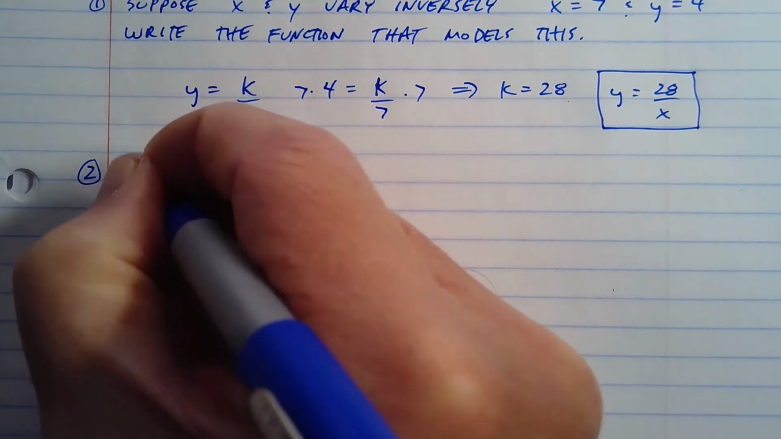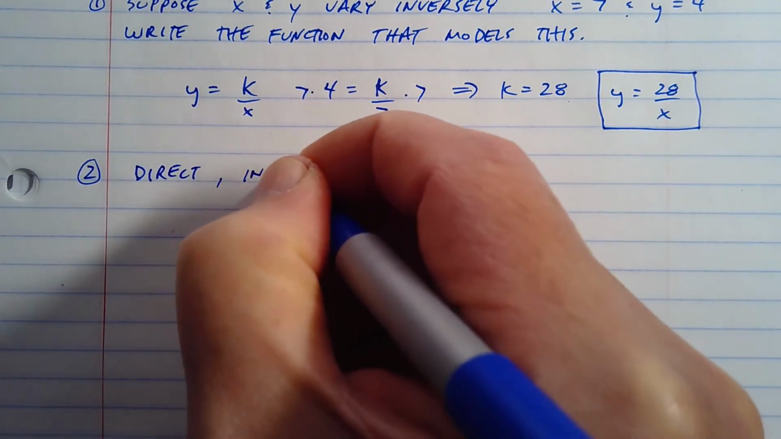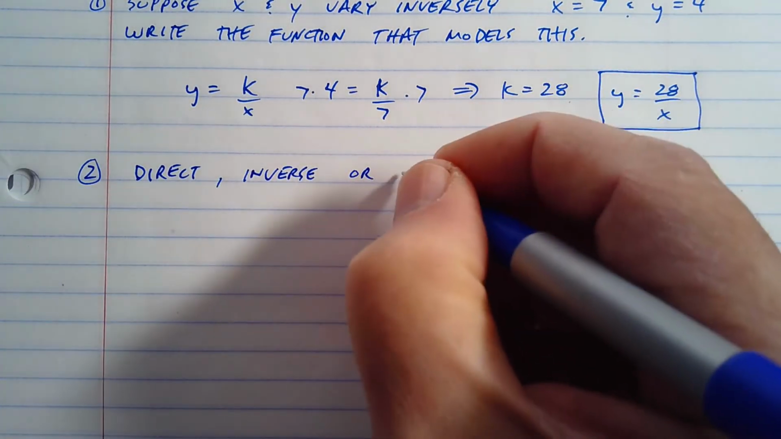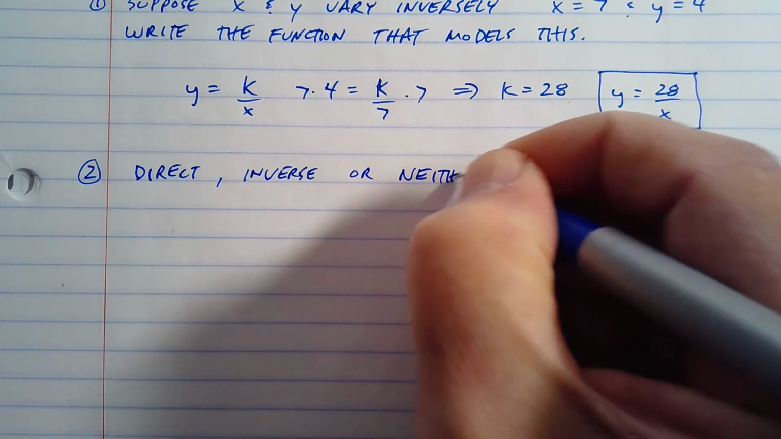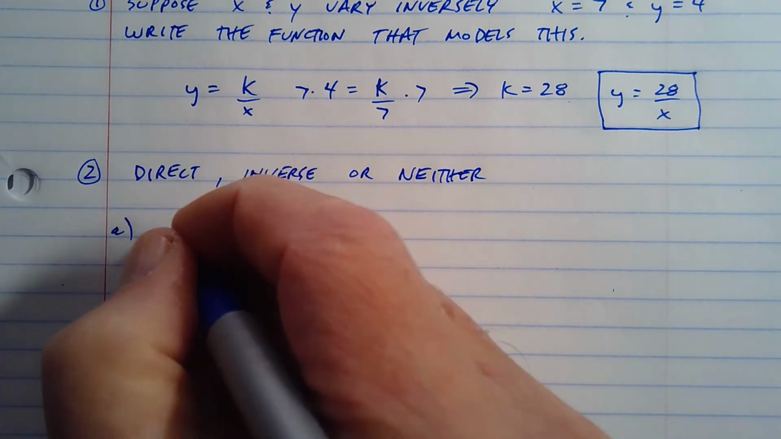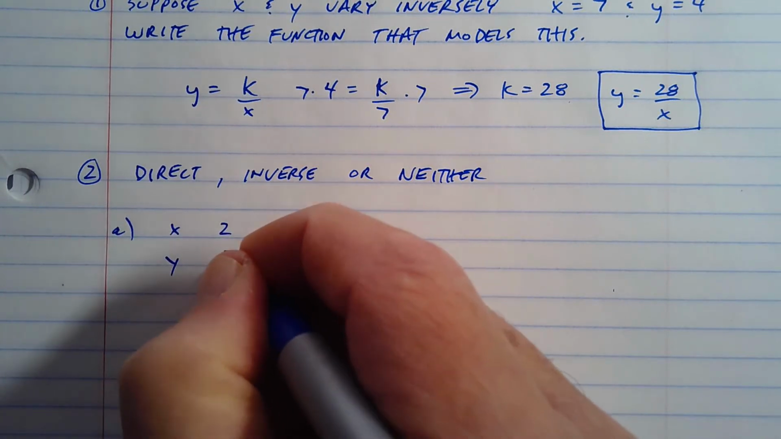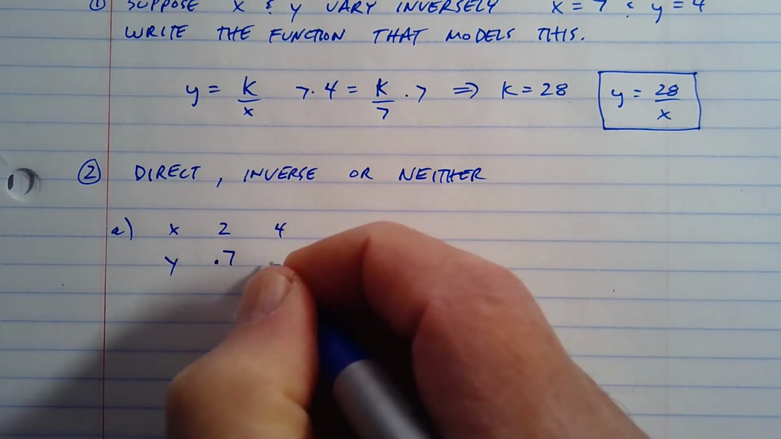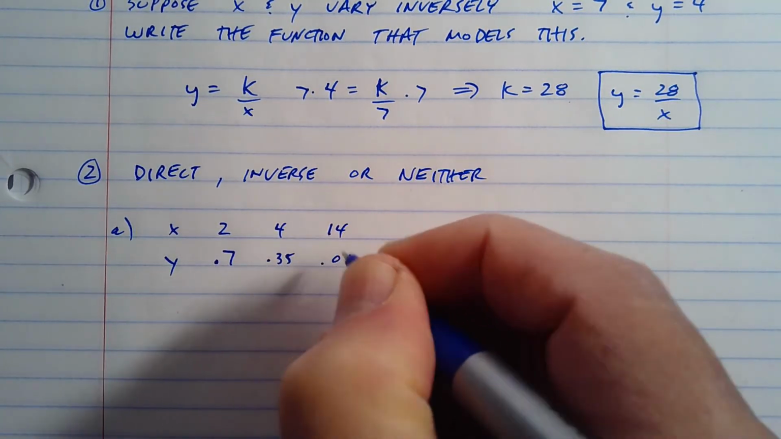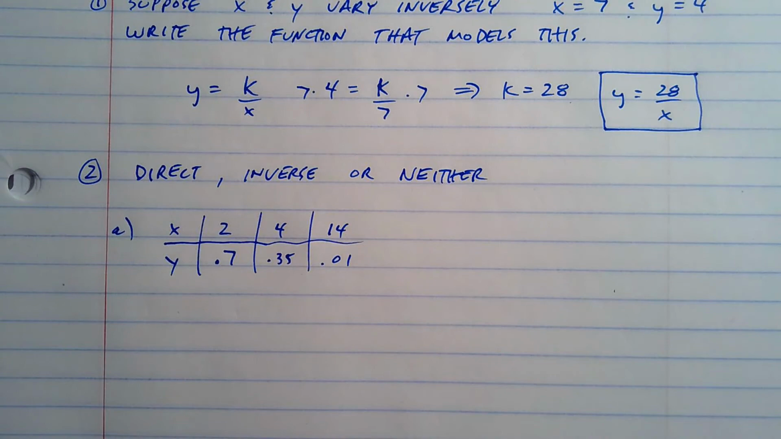So they're going to give us tables and ask us, is this a direct, inverse relationship, or neither? Here's my first example. I'll do it horizontally, so I'll save myself a little space: 2 and 0.7, 4 and 0.35, and 14 and 0.01. So there's my table. That's squiggly.